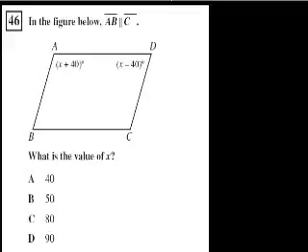We're on problem 46. In the figure below, line segment AB is parallel to C. I think there's a typo here. I've got to believe this has got to be CD. That's got to be a typo. All right, so AB, I'm assuming, is parallel to CD. That's probably what they wanted because you can't be parallel to a vertex. All right, they say, what is the value of x?